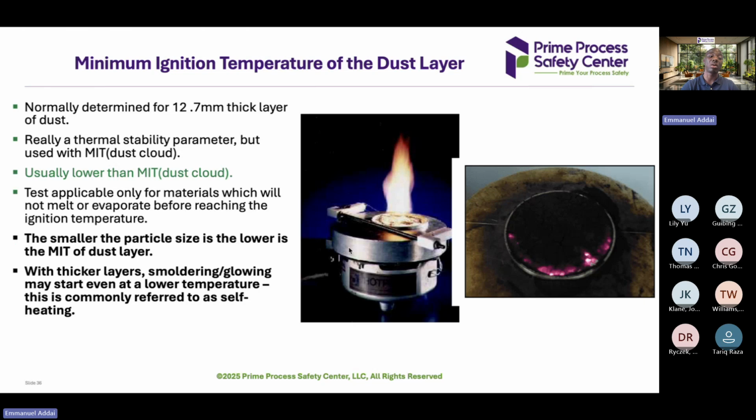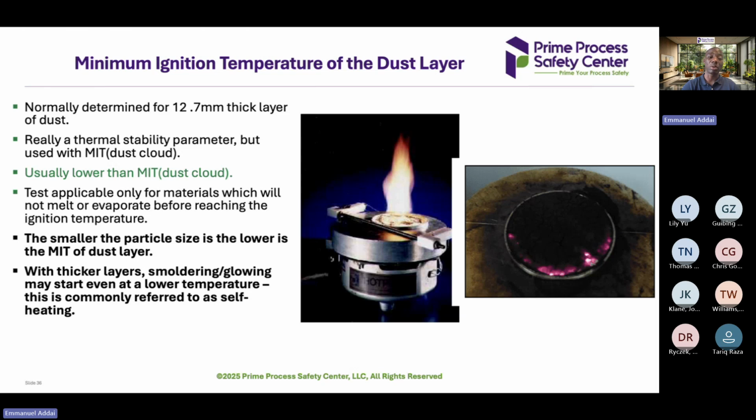So ignition layer also determines whether the material can smolder, or maybe it can grow, or the material can actually self-ignite when deposited on a hot surface. So that is very, very important for us to also take into consideration.